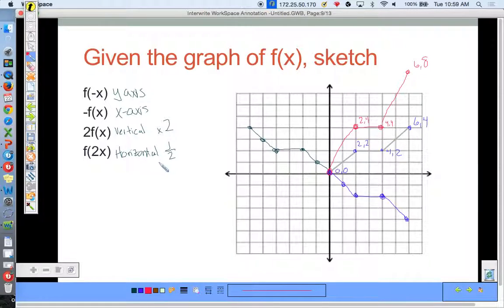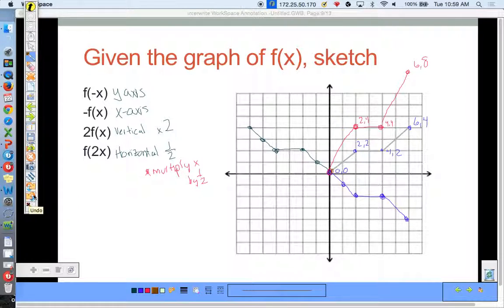Horizontal by 1/2. This means you multiply the x's by 1/2. So let's see, we'll do this one in brown. And so 0, 0 would be the same thing. Instead of 2, 4, it becomes 1, 4. 4, 4 becomes 2, 4. Oops, and I'm doing the wrong one. Sorry about that, guys. I was doing the vertical stretch.